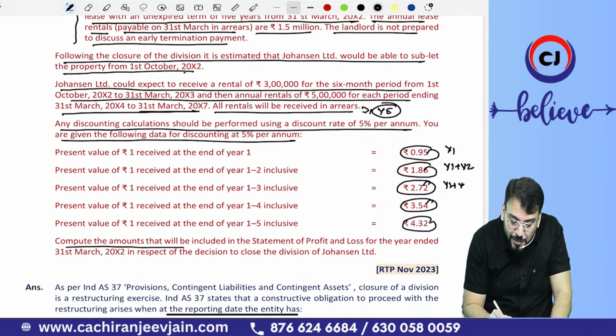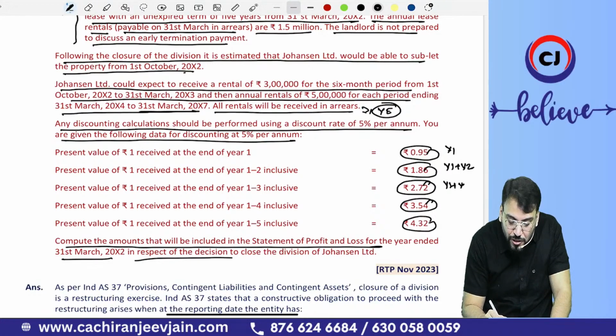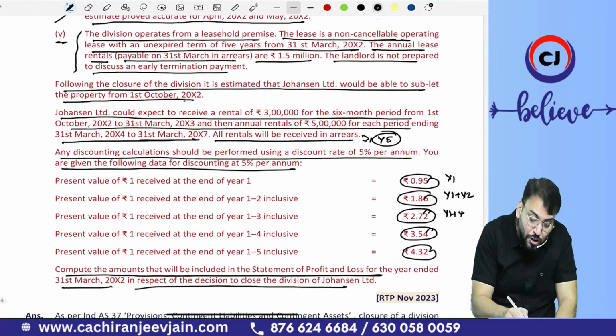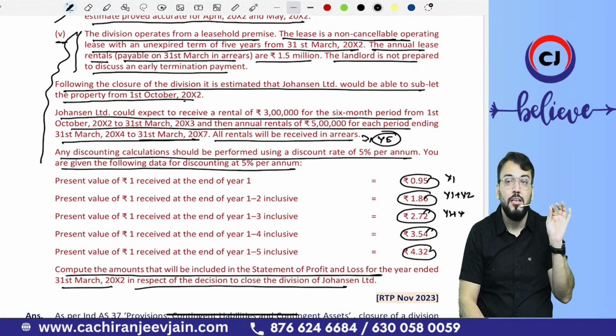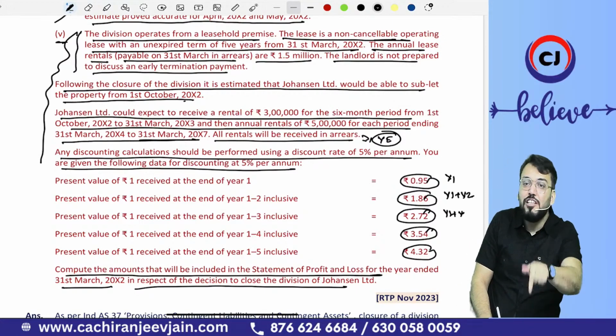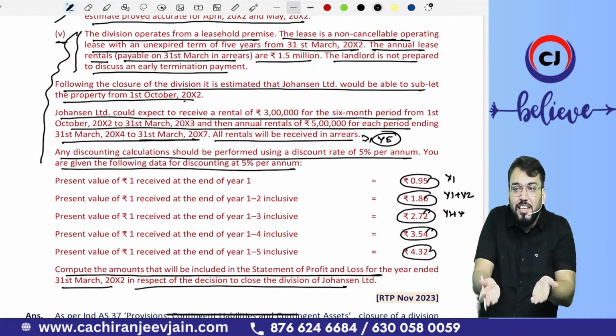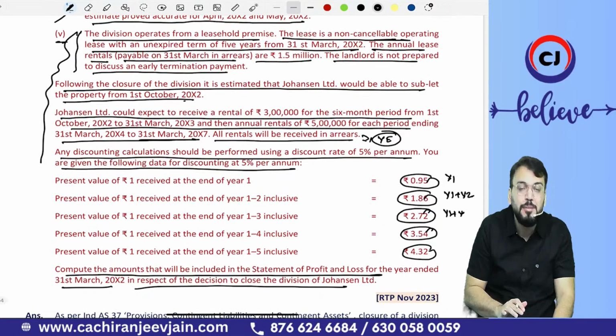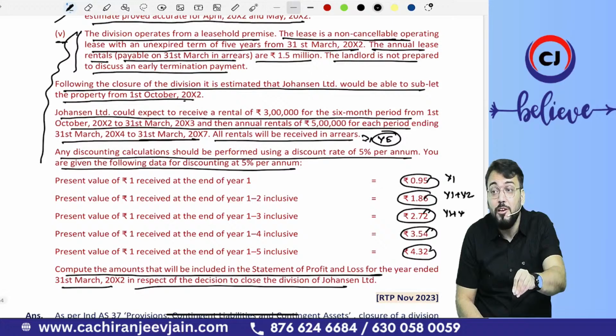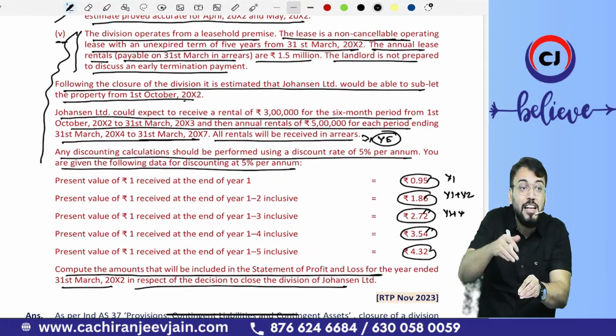Compute the amount that will be included in SOPL for the year ended 31st March 2002 in respect of the decision to close the division of Johnson Limited. So you only need to calculate the possible provision amount. Can I say it now becomes an onerous contract? Because now they cannot use this building or machinery. The building premises, correct. Now they will not be able to use the premises, and they cannot cancel the contract.